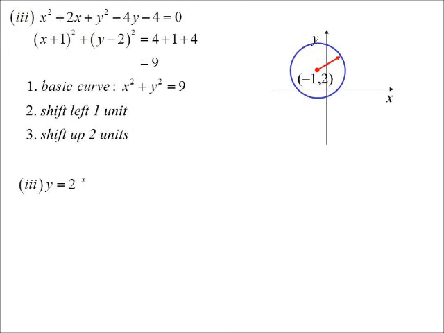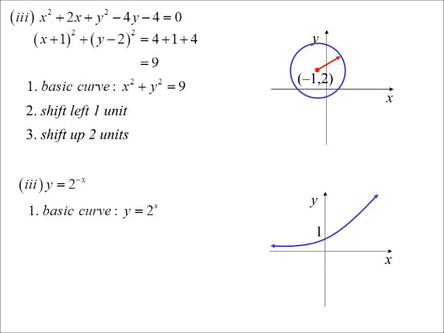Exponential, 2 to the power of negative x. The basic curve is y equals 2 to the power of x. This is a case of function negative x. The negative is not in front of the whole function, but just in front of the x. So this would be a reflection in the y-axis, and so there's 2 to the power of negative x.